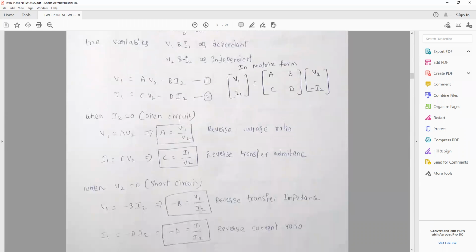సో ఫ్రమ్ ది సేమ్ ABCD పారామీటర్స్ ఎలాగా చేస్తాం, ఫస్ట్ లెట్స్ ఇక్కడ I2 0 చేసావు. సో I2 0 చేస్తే మనకి ఏమొచ్చింది, V1 is equal to A into V2, I1 is equal to C into V2, ఎందుకంటే ఈ టర్మ్స్ 0 అయిపోతాయి కదా. ఇక్కడ I2 0 అయితే ఈ టర్మ్ మొత్తం 0 అయిపోయింది, అవునా? సో దెన్ V1 is equal to A into V2, I1 is equal to C into V2. సో ఫ్రమ్ దిస్ A is equal to రాసుకోవచ్చు V1 by V2.